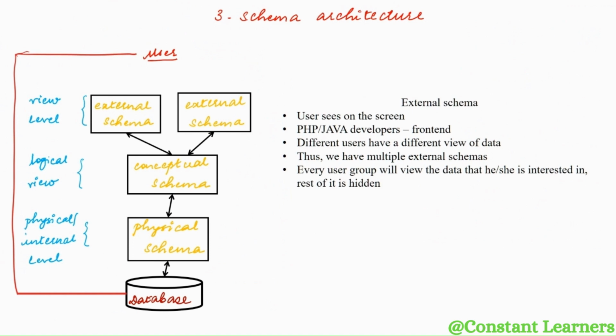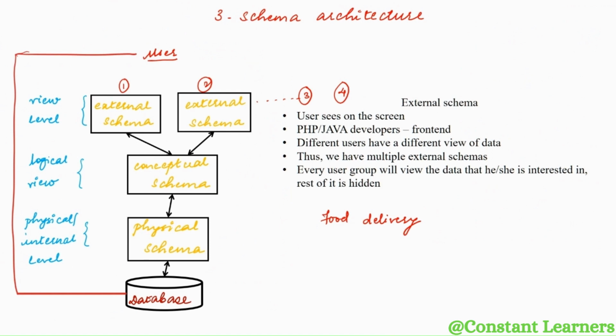Now you can see that there are multiple external schemas. This is one external schema. This is another external schema, and we can have multiple, three, four, multiple external schemas. Why do we have multiple schemas? Because different users have a different view of data. Let's take an example of a food delivery app. I'm sure you must have used Zomato or Swiggy at some point in your life.